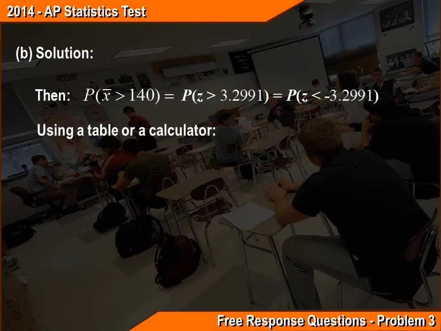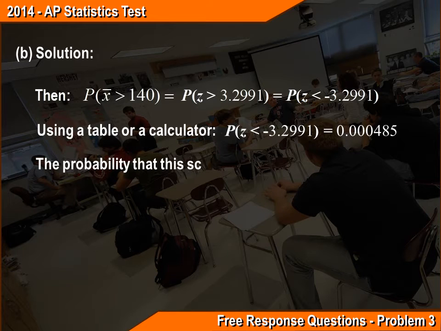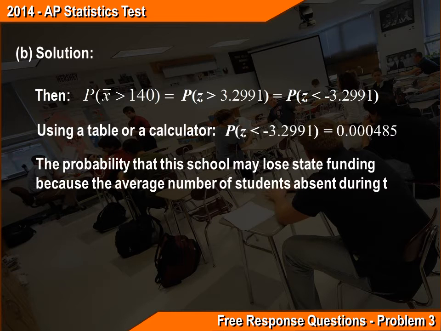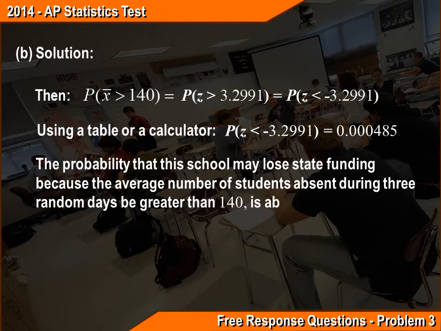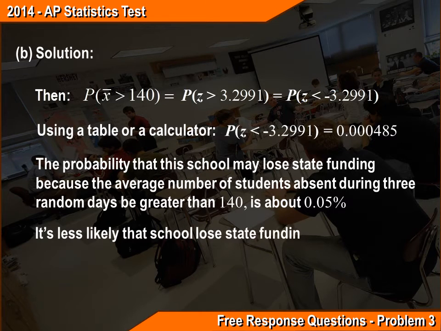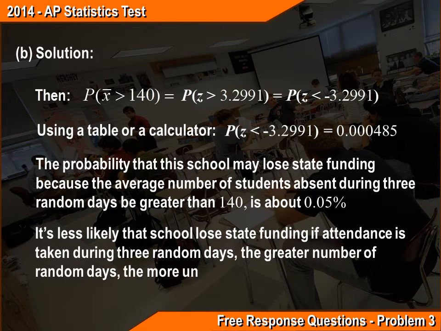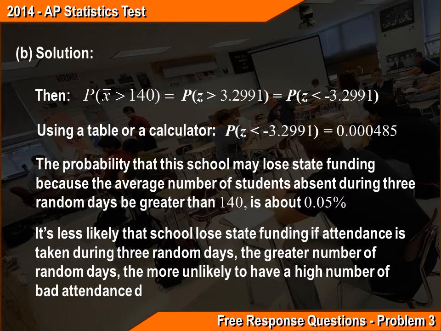Using a table or a calculator, we find that the probability of z less than negative 3.2991 is 0.000485. In conclusion, the probability that this school may lose state funding because the average number of students absent during 3 random days is greater than 140 is about 0.05%. It's less likely that the school loses state funding if attendance is taken during 3 random days. The greater the number of random days, the more unlikely it is to have a high number of bad attendance days to give an average greater than 140.